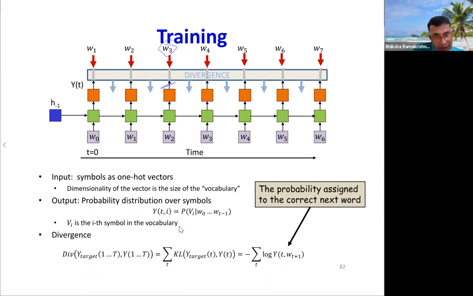So the divergence that you're going to define at any time: what the network actually outputs at any time T is going to be a probability distribution, the ith component of which is the probability of the ith word in the vocabulary, given the history, right? All the previous words. And you will be computing the Kullback-Leibler divergence between the target word and this probability distribution. And we've already seen that if I'm going to represent this target word as a one hot vector, then the KL divergence simply becomes minus the log of the probability assigned to the target word by the network. So the overall divergence is the sum over all time of the negative of the log of the probabilities assigned to the target word at each time by the network. And this is what we're going to try to minimize.